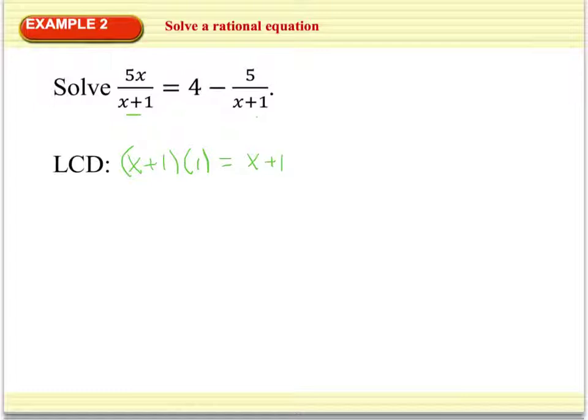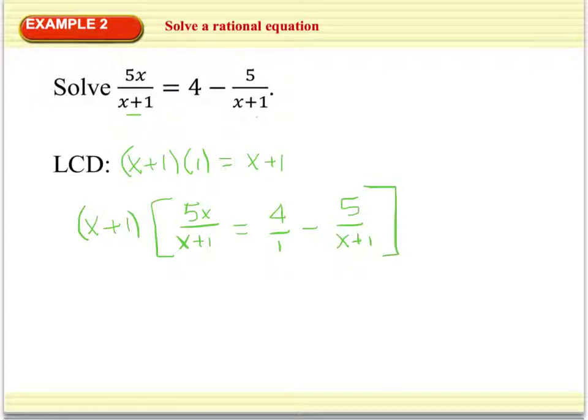So I'm going to set this up and multiply each and every term by my least common denominator, which is x plus 1 times 5x divided by x plus 1, which equaled 4, and I'm going to put that over 1, minus 5 divided by x plus 1.